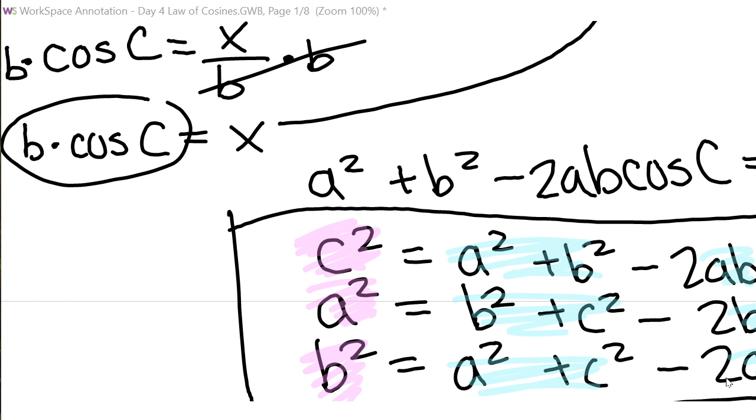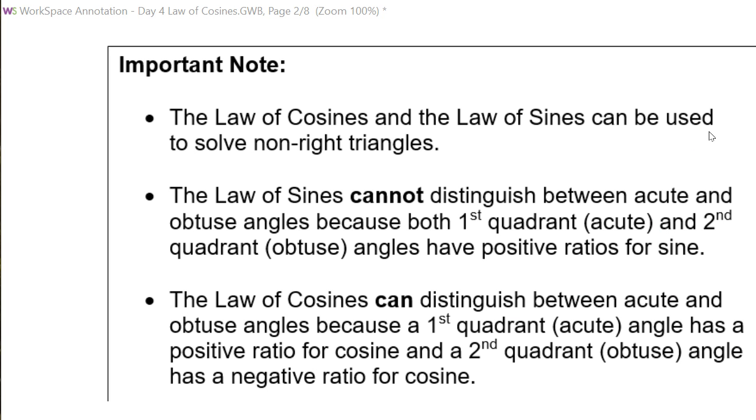Okay, next, below that, we have a text box with some important information for us. So that first bullet tells us that the law of cosines and the law of sines can be used to solve non-right triangles. So that means you have a triangle that does not have a 90-degree angle in it. And Friday, when we talked about the law of cosine, we called these types of triangles obliques. So when they're talking about a non-right triangle, they're talking about the oblique triangles we saw on Friday. So it's a triangle that does not have a 90-degree angle in it.